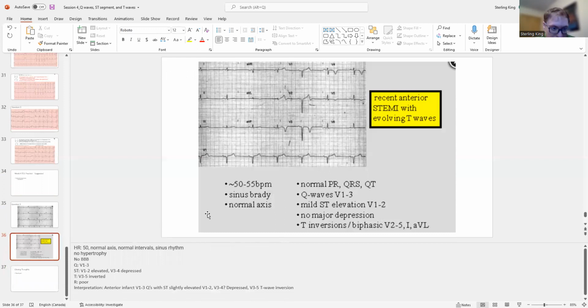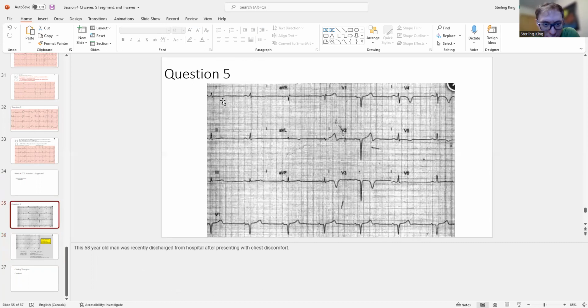Heart rate 50, yep. Sinus, oh yeah, bradycardia. Normal axis, normal intervals. Q waves V1 through 3, yeah. Some ST elevation V1, V2, got it. No major depression, yeah, fair. T wave inversion biphasic V2 through 5. I said 3 through 5, so close, and then 1 and AVL, the T's are inverted. I guess so, yeah, they're inverted. So yeah, a little bit of subtlety right there.